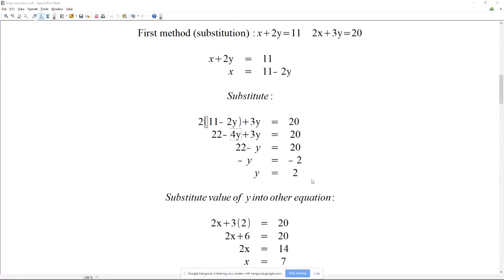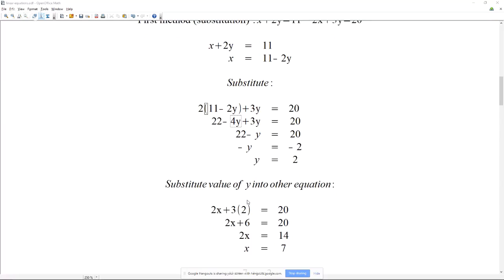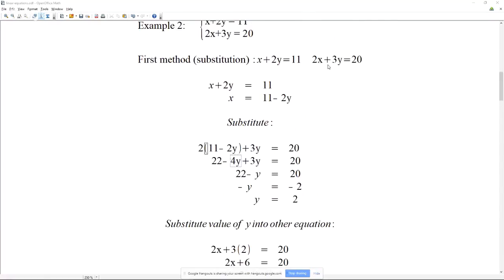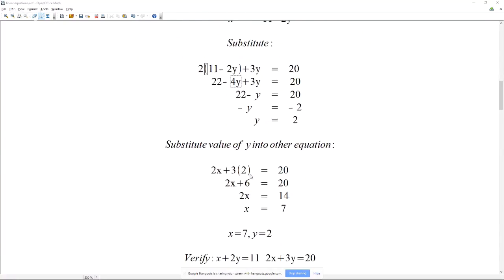So let's substitute it. When I put 2 back in this equation here, what do I get? I get 2x plus 3 times 2. Remember, this is multiplication.